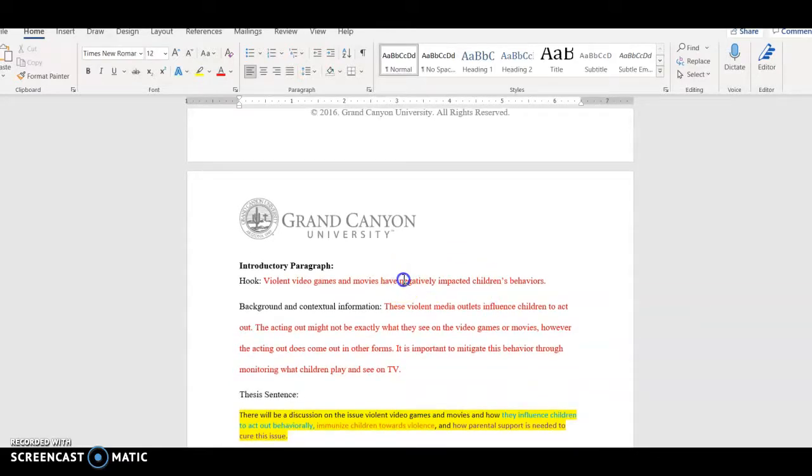So when you get to the introductory part, this hook statement here. Now, this hook statement is the attention grabber. Those of you that love reading, that first sentence in the first chapter when you first open the book is very important. It grabs the attention of the audience, and that's what you're doing here, okay?